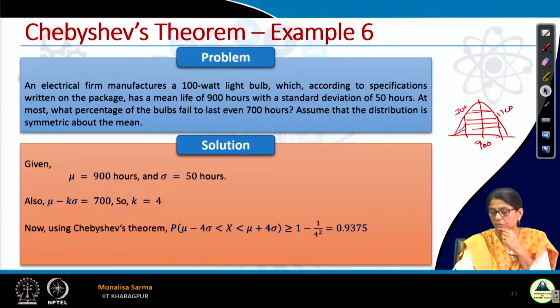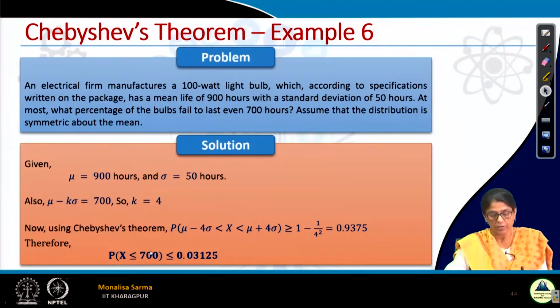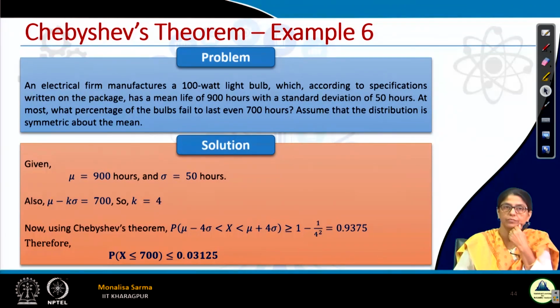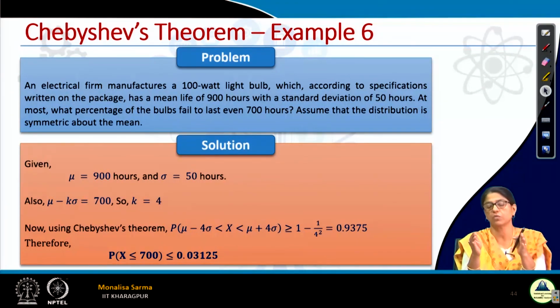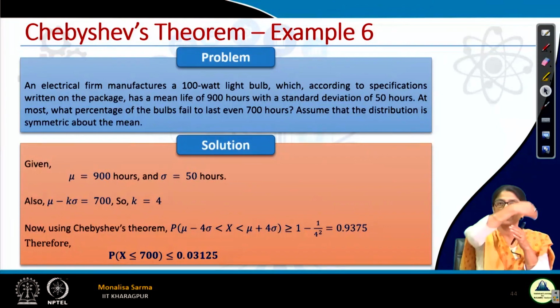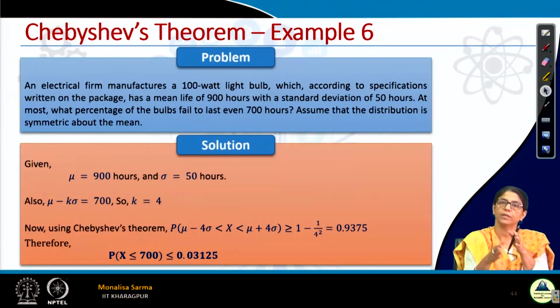Now I am interested in finding out this probability. So 1 minus this probability, I will get this and this together. You can just do 1 minus this, and then divide by 2, because it covers lesser than 700 as well as greater than 1100. We have just found the probability of the middle portion, and we want to find the probability of lesser than 700. So 1 minus 0.9375 caters to both portions, and we are interested only in lesser than 700. So it is divided by 2, and we get 0.03125.